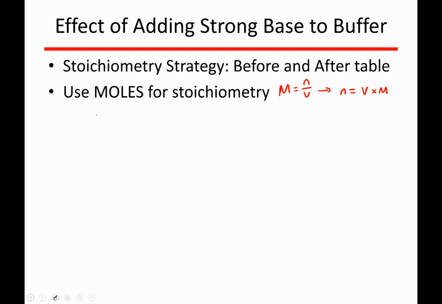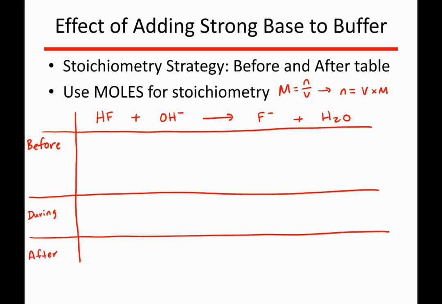We'll write the reaction out, and then we'll have a line for what's present before. We'll have a line for what goes on during the reaction, and a line for what's left over after the reaction. Now we'll start filling it out. We have to find the moles, again, by multiplying the molarity and the volume.